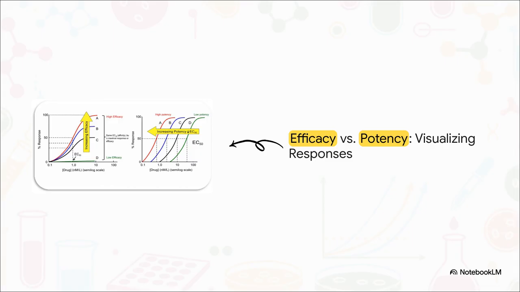Now, thinking about potency, imagine several drugs all reaching that exact same top height, so equal efficacy, but their curves are shifted horizontally. The one shifted furthest to the left? That one has the highest potency. Why? Because it requires a much lower EC50 to achieve that exact same 50% response. Just remember, efficacy is about how high that curve goes. Potency is about how far left it sits.